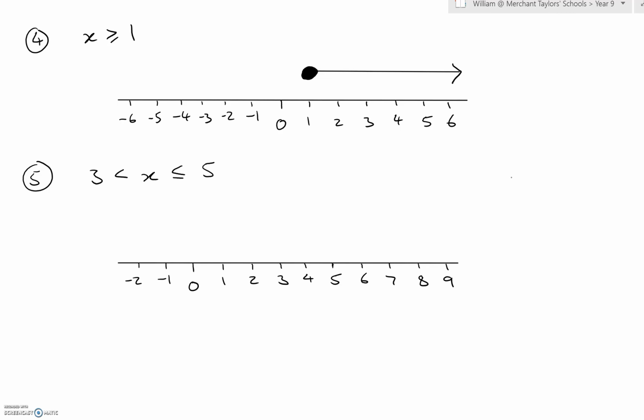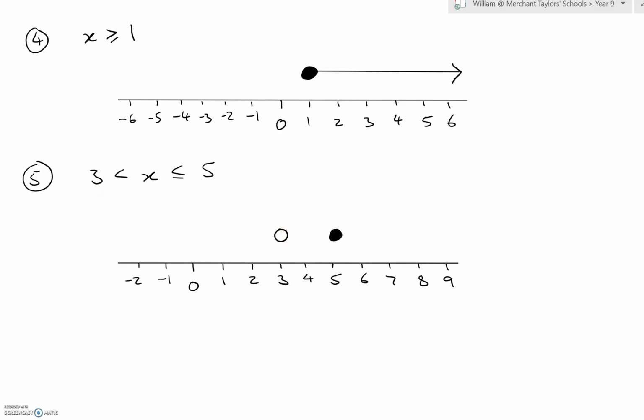So at 3 we want x bigger than 3, so we have an open circle at 3 because of this bit. This is strictly greater than 3. And we'll have everything going that way, but we've also got an endpoint this time because x is also less than or equal to 5. So we want a closed circle at 5. It's including less than or equal to 5. And we want all the values between 3 and 5.